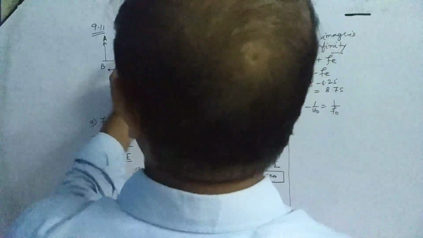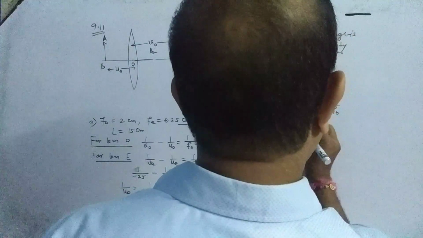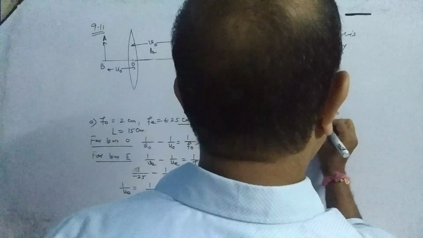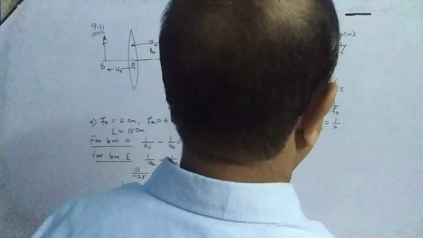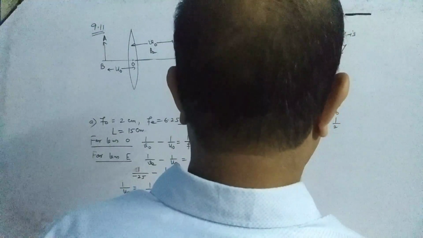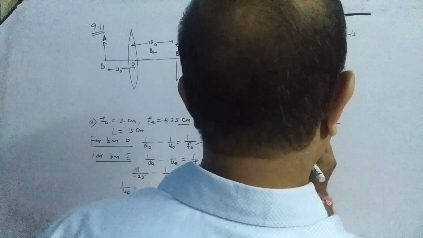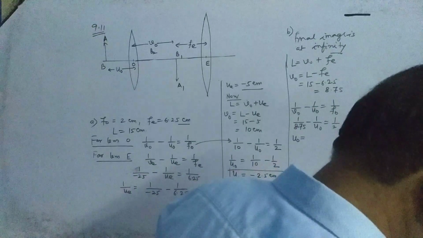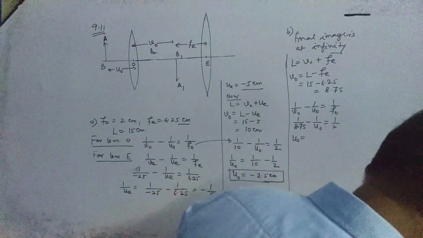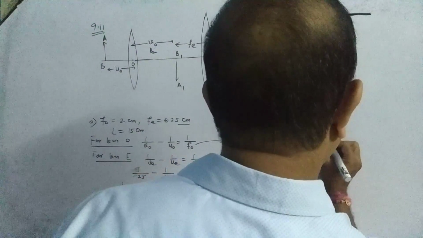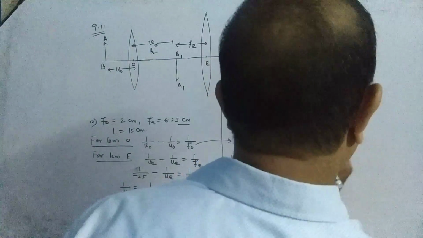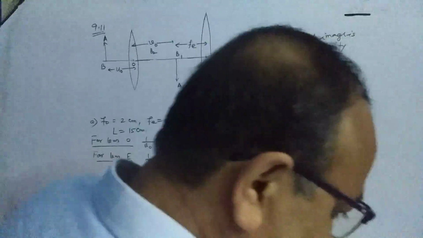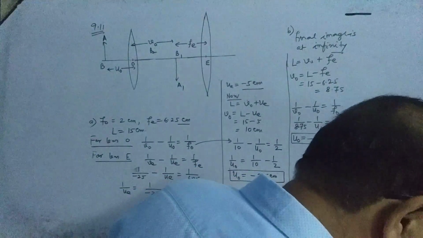1 by VO, VO is positive. 1 by 8.75 minus 1 by UO is equal to 1 by 2. And if you solve it, I have solved it, its value comes out to be nearly minus 2.59 centimeter. This is the answer we are getting here.